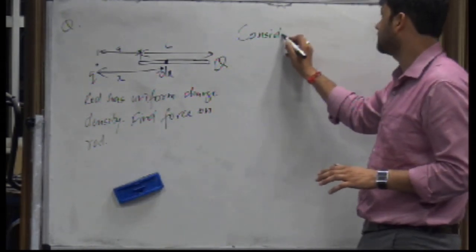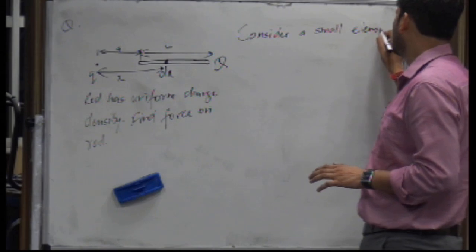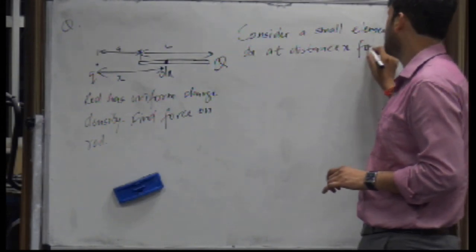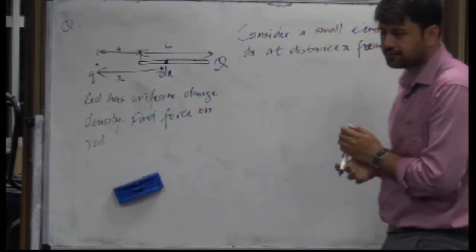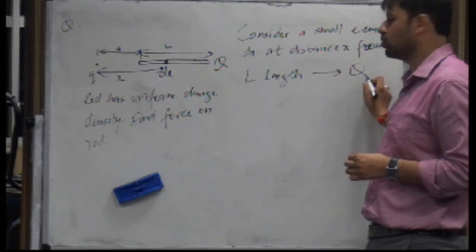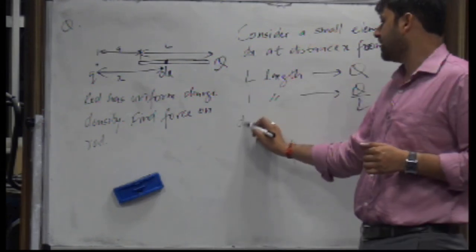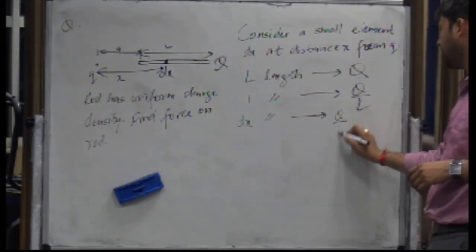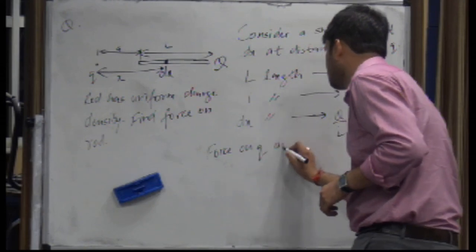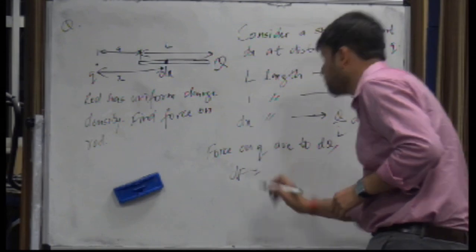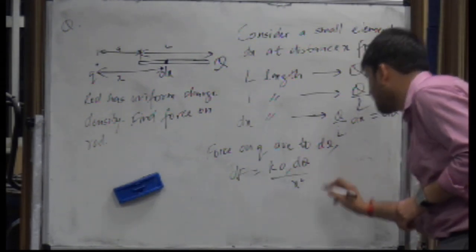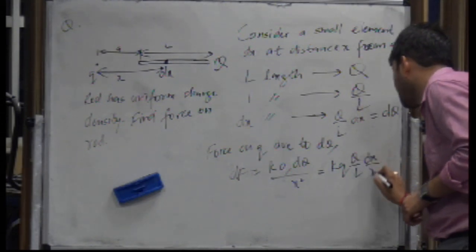So consider a small element dx at a distance x from q. Is it okay? Now you can check, L length has charge Q, one length has charge Q by L, and dx length would have charge how much? Q by L into dx. This is dq. Okay, so force on q due to dq, df, would be how much? K q dq by x square, that is, k q Q by L dx upon x square, right?